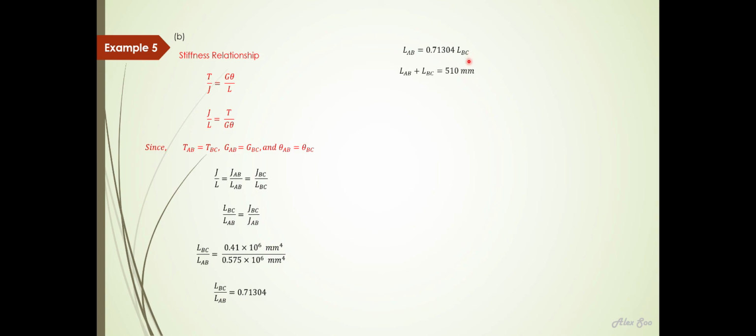Then with this, substitute 0.71304 LBC for the LAB. So you have this equation, and we will be able to find the length of the BC. It's 297 millimeter. And once you got LBC, you will be able to find the LAB by taking 297 multiplied by 0.71304. So you have LAB as 213 millimeter, whereas LBC is 297 millimeter.